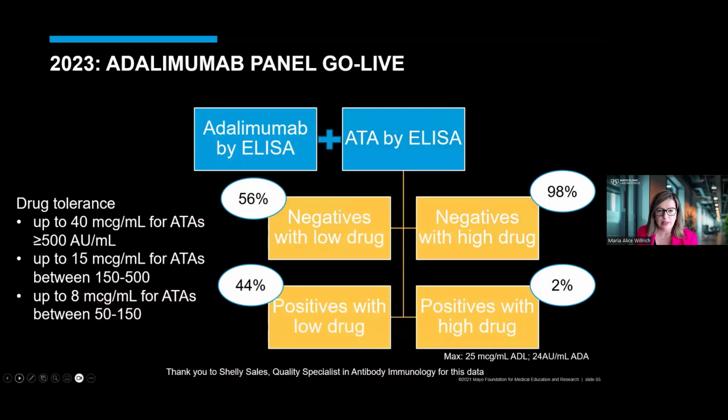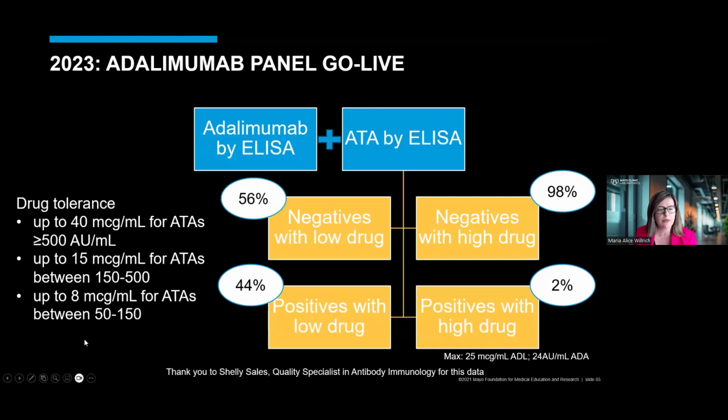Then when we went live last year with the panel for adalimumab plus the anti-drug antibody, we did that same exercise: when we have high concentrations of drug, or above 8 micrograms per ml of adalimumab, we saw a 2% positivity rate now with anti-drug antibodies in that cohort. They're considered low titer though, so we have seen them present with about 25 micrograms per ml of drug, and a result of 24 when a positive is greater than 14 for this test.